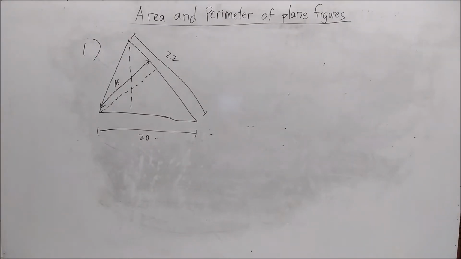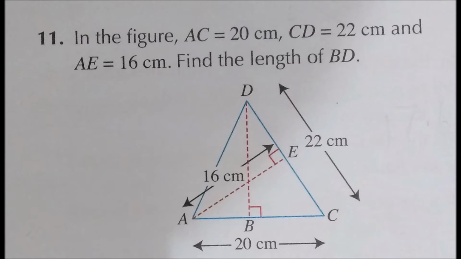Well, let's continue with number 11. So in the figure, AC is 20 centimeter, CD is 22 centimeter, and AE is 16 centimeter. Find the length of BD.